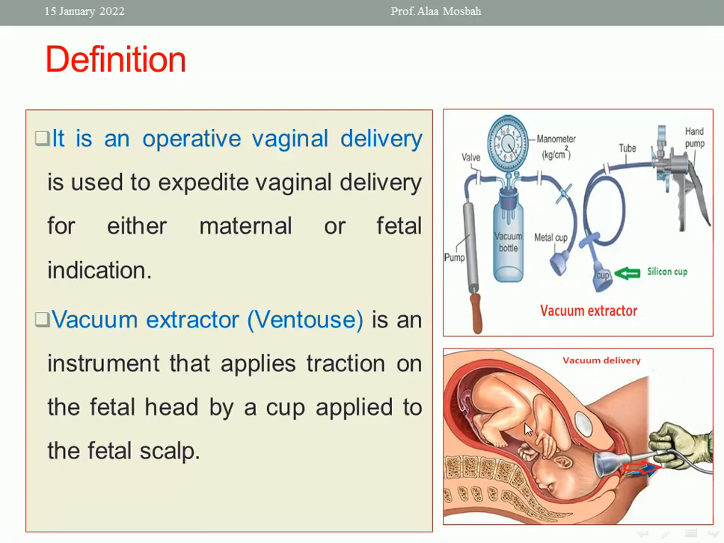So I use an instrument like that in the picture. What is this instrument aiming for? Applying a cup to the fetal skull. This cup applied on the fetal skull with negative pressure will cause an artificial caput, or what's called chignon, which helps the cup to be attached to the fetal skull. Then we do traction. With traction, there is descent and rotation of the fetal head, helping extraction and delivery. So this is the aim of using a vacuum.